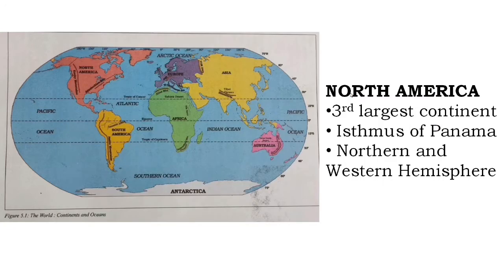Now coming back to North America, it is surrounded by three oceans. They are the Pacific Ocean, the Atlantic Ocean, and the Arctic Ocean. And North America lies completely in the northern hemisphere. This is the equator. North from the equator is called northern hemisphere. We all know that. And you can see the North America lies completely in the northern hemisphere.